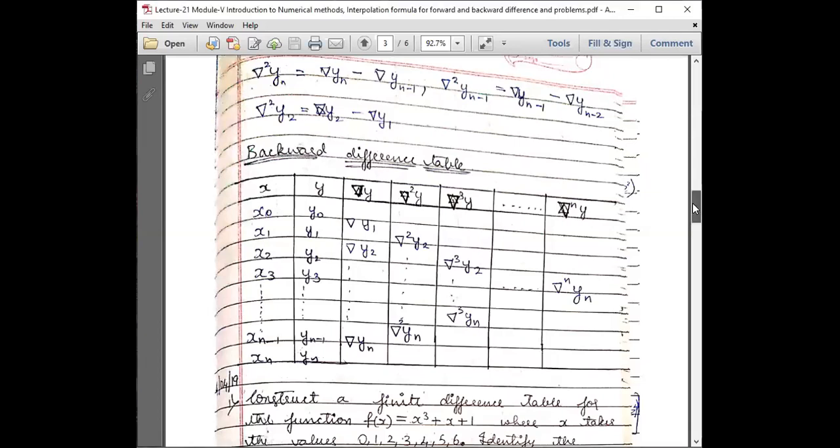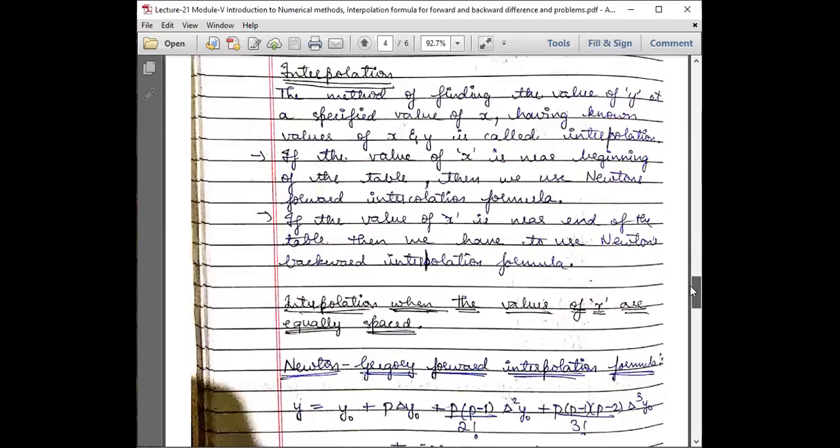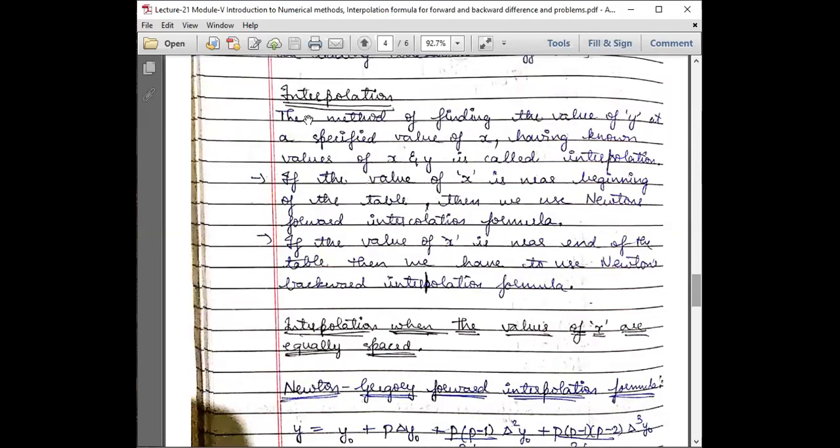So next I'm moving on to interpolation. Interpolation is nothing but the method of finding the values of y at the specified values of x. So having known values of x and y is called interpolation. Here, we just have to find the values of y at specified values of x.